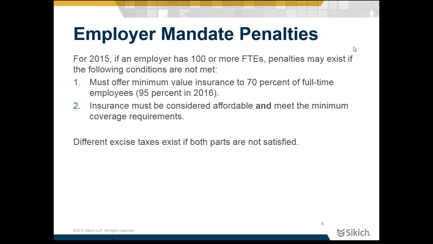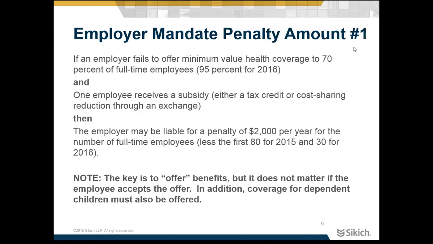You have to offer minimum value insurance to up to 70% of your full-time employees. That'll increase to 95% in 2016. Throughout this process, you'll notice that there are a number of transition rules that the IRS put in place to try to make this easier for employers to administer. I don't know that it's going to be that easy, but there are some transition rules, such as the 70% later moving to 95%. In addition, the insurance has to be considered affordable, and it must meet the minimum coverage requirements. And so there are different excise taxes if you don't meet both parts of that test.